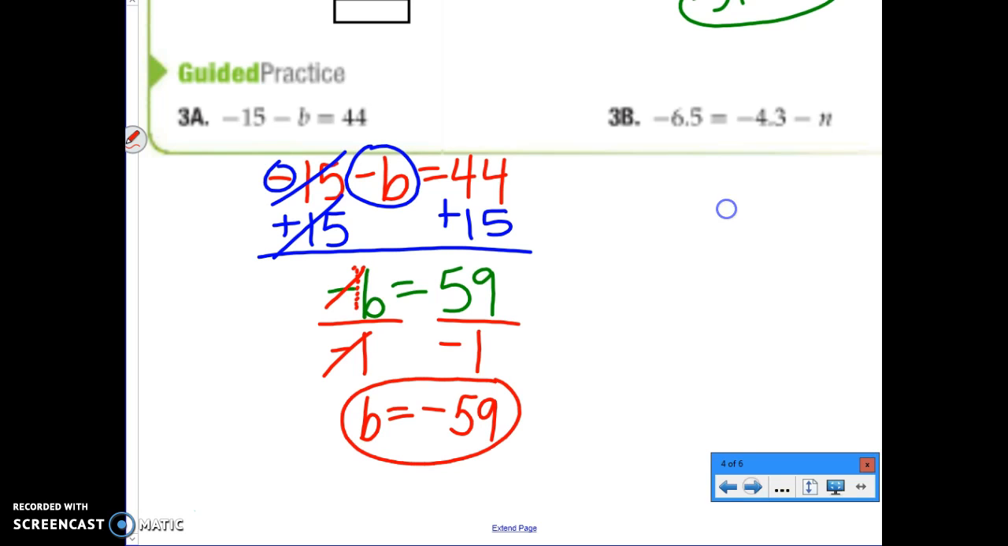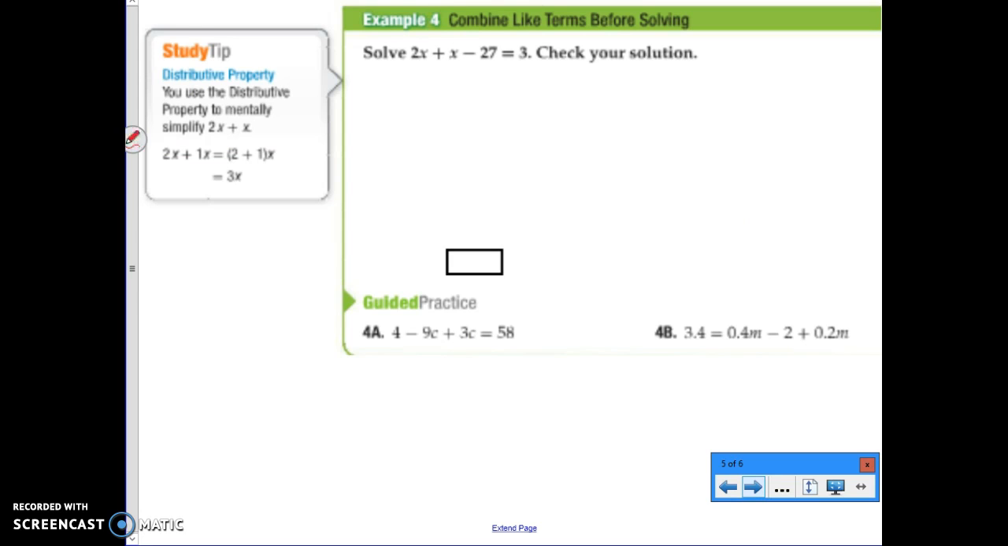All right, next slide says to combine like terms before solving. So take a look on this side. I'm going to rewrite the equation 2x plus x minus 27 equals 3. So now we're adding just one more step. You need to understand, remember that there is a coefficient of 1 again in front of our x. So taking a look at this, I should understand that my 2x and my 1x, those are like terms, and if I combine them together, I know that 2x's plus one more x gives me 3 x's.